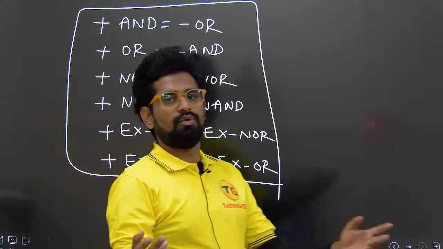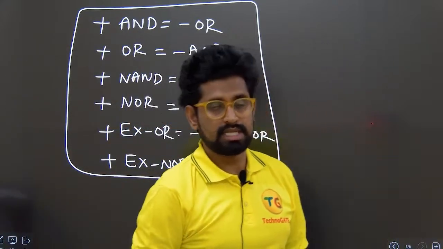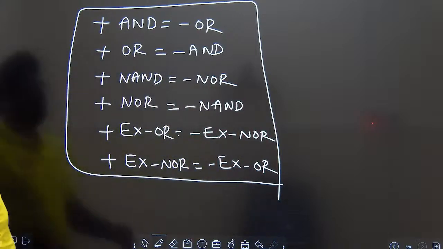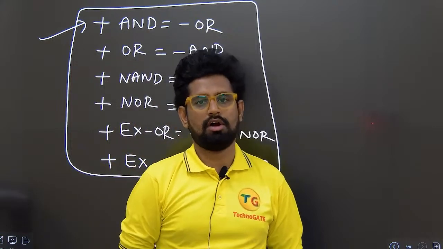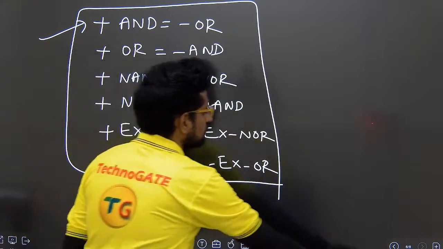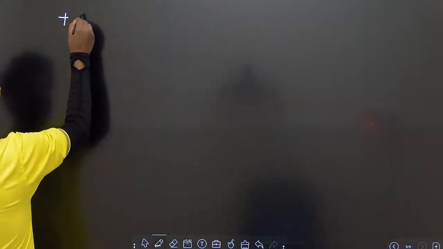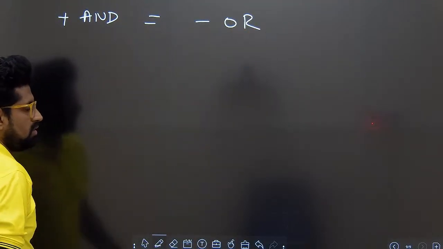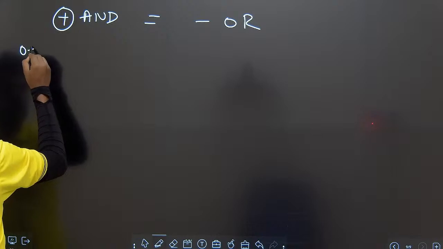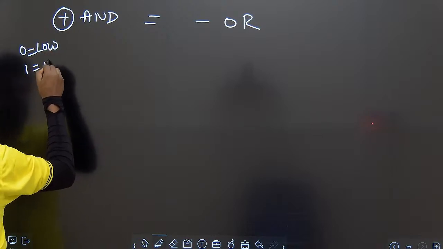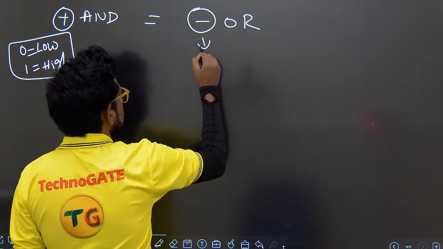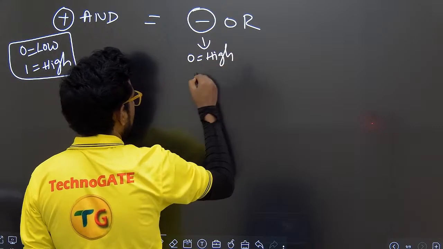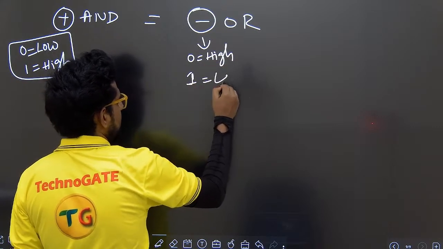Okay, now let's prove one thing here. Before I discuss the logic gates, let's prove one thing here. The basic thing we already know, the basic operations like AND operation and OR operation. So I am going to prove the first one. Positive level AND is equal to negative level OR. So here positive level means, I said, 0 equals low, 1 equals high. That we know. Negative level means 0 is high, 1 is low. This we also know.